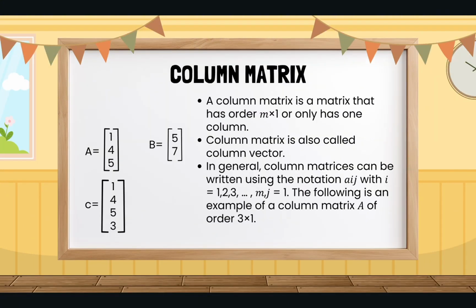Next, we got the opposite one, the row matrix. I'm sorry, it's column matrix. This is the opposite of the row matrix. A column matrix has only one single column with an order of something times 1. Similar to the previous type, we also refer to this as a column vector. In the example shown, matrix A is a column stack of numbers 1, 4, 5, and here there's B, a stack of numbers 5 and 7.